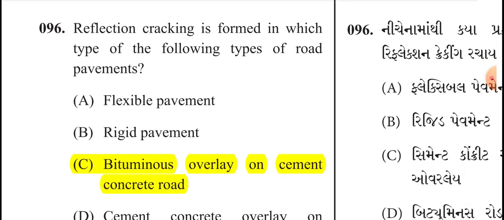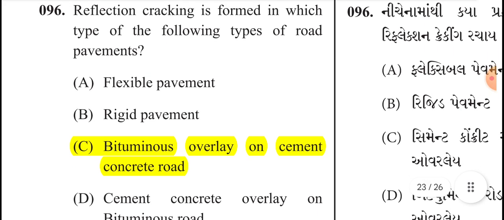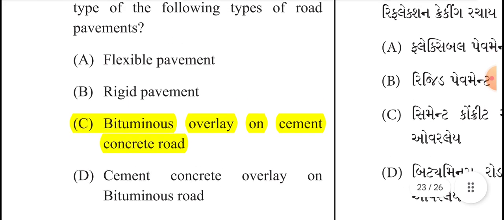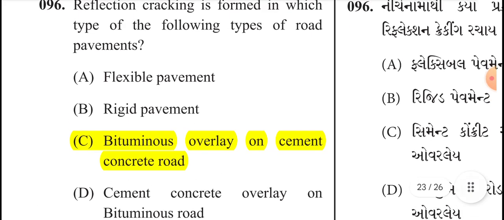Reflection cracking is found in which type of road pavement? Flexible pavement, rigid pavement, bituminous overlay on cement concrete road, cement concrete overlay on a bituminous road. Okay, reflection cracking is found in bituminous overlay on cement concrete road.